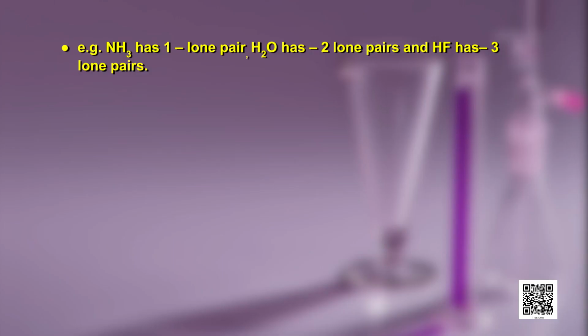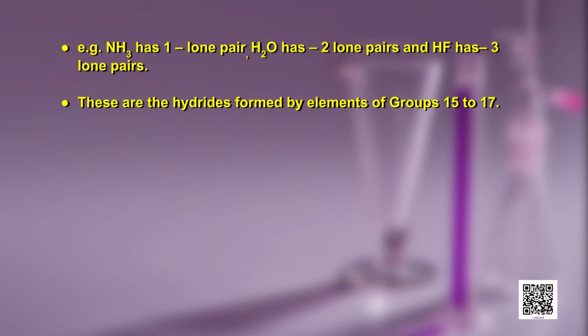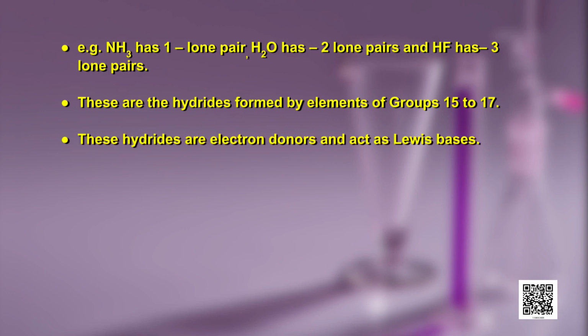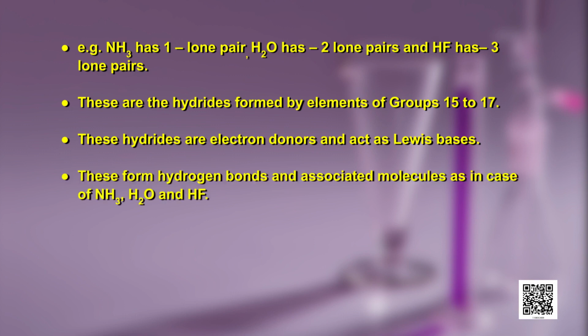Electron rich hydrides have excess electrons present as lone pairs, and the examples are ammonia, which has 1 lone pair, water which has 2 lone pairs, and HF has 3 lone pairs on the fluorine. These are the hydrides formed by elements of groups 15 to 17 of the periodic table. These hydrides are electron donors and act as Lewis bases. These form hydrogen bonds and associated molecules, as is commonly known to you by the case of ammonia, water and HF.